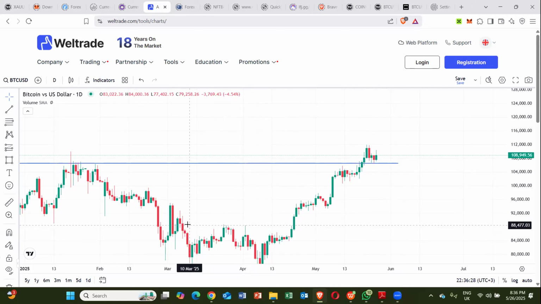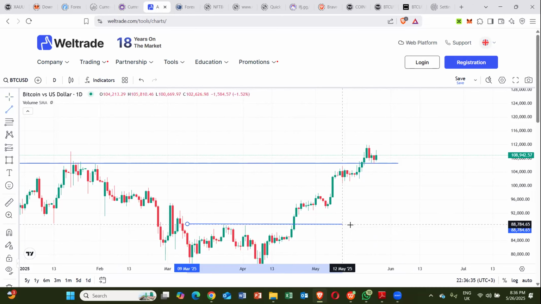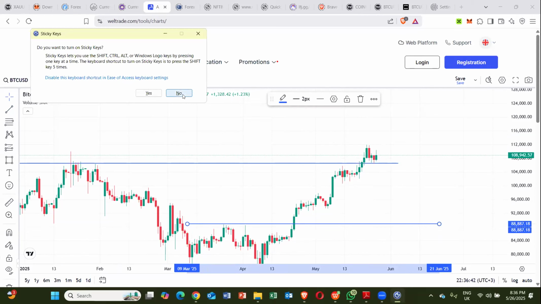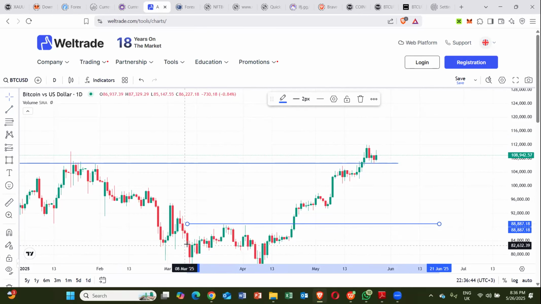Now it can be spotted anywhere. So let's see here again. You can say a resistance was created here. This was a resistance because price was below, came, bounced, came again, bounced, and at the end of the day, price finally broke above it. So this resistance has now turned to support. Okay, so this is how you identify support and resistance.